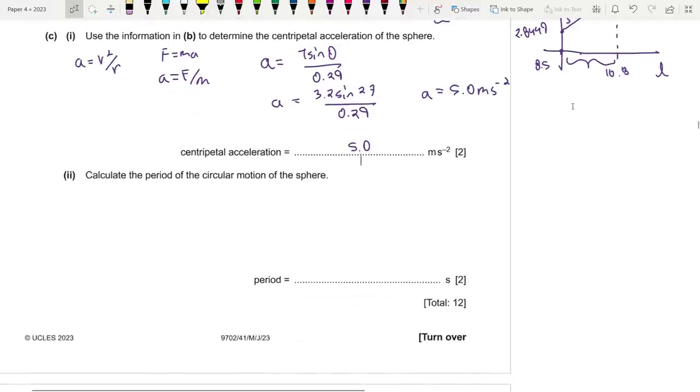Calculate the period of the circular motion of the sphere. Interesting. Let's find out the time period. Using the formula, you can go for omega equals 2 pi by T.